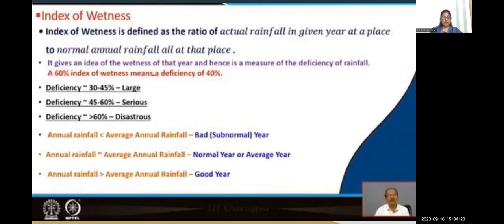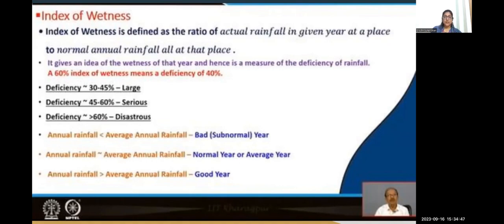So if the index of wetness is 60%, it means it is 40% deficient. If the deficiency is 30 to 45%, we say it's a huge deficiency. If the deficiency is around 45 to 60%, we say it's very serious. And if the deficiency is greater than 60%, we say it's disastrous. You can say that the drought condition can arise as a result of this deficiency.